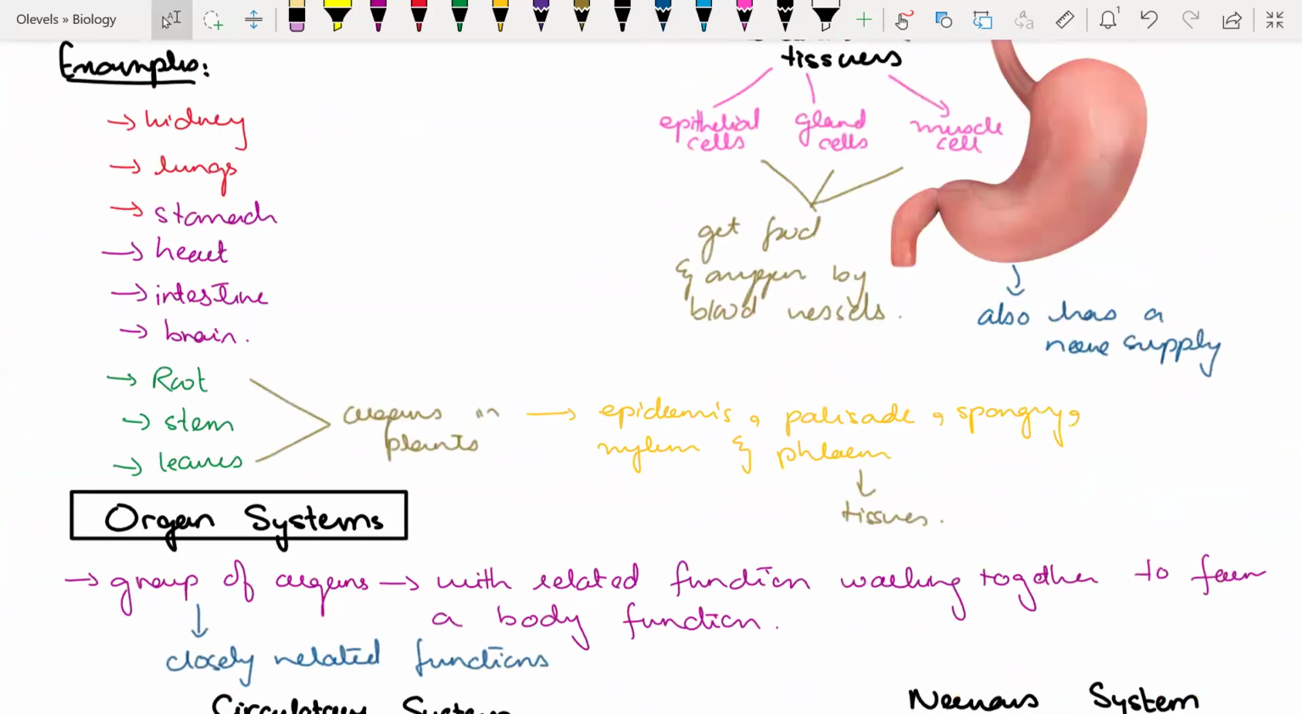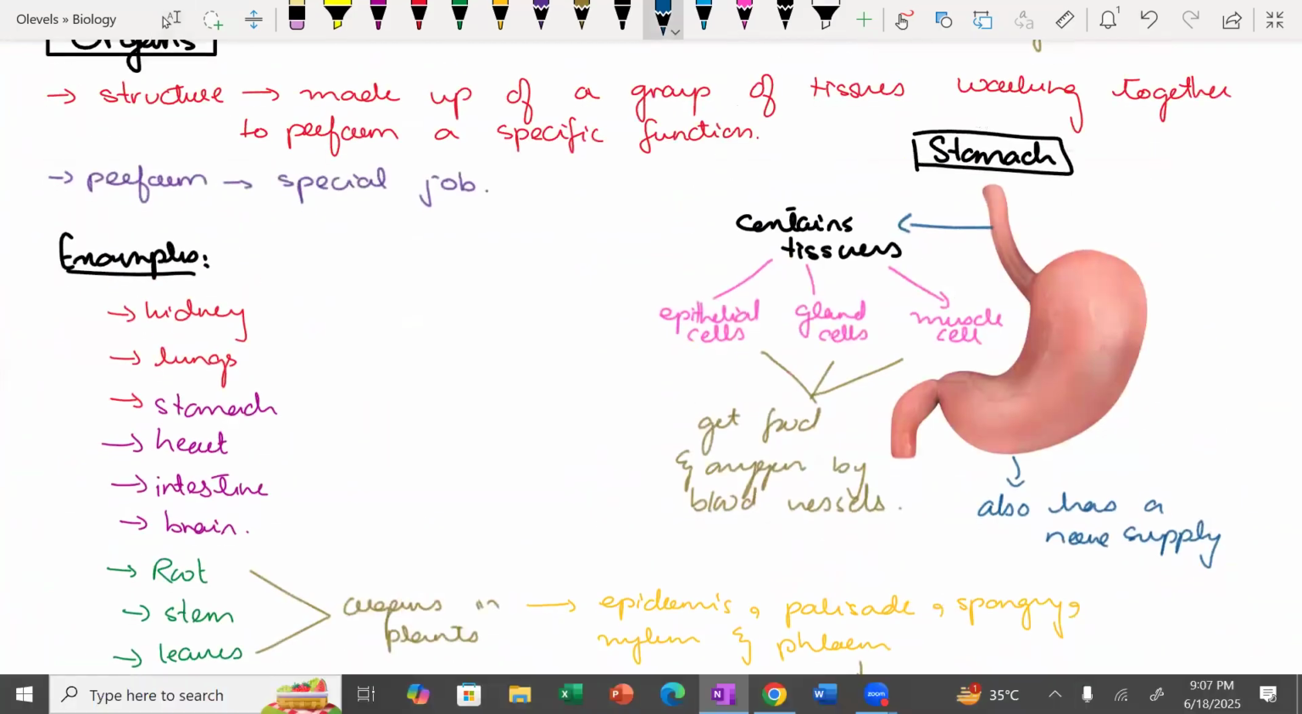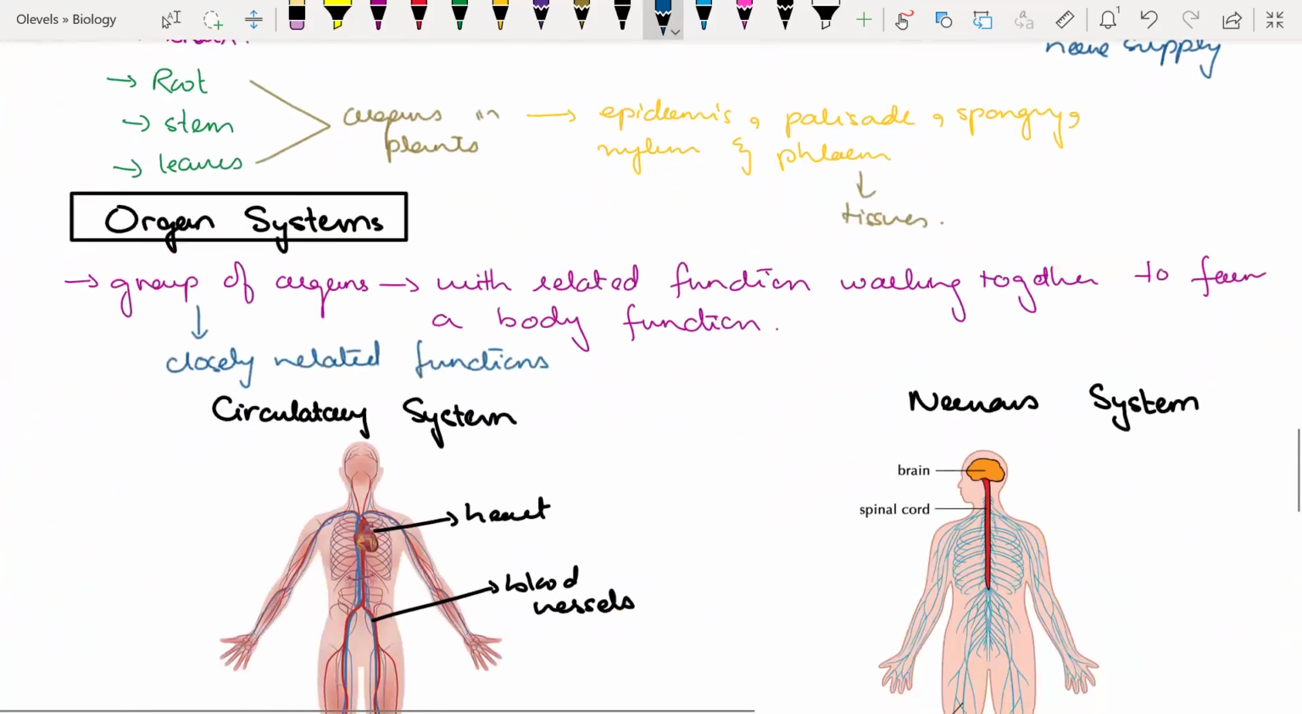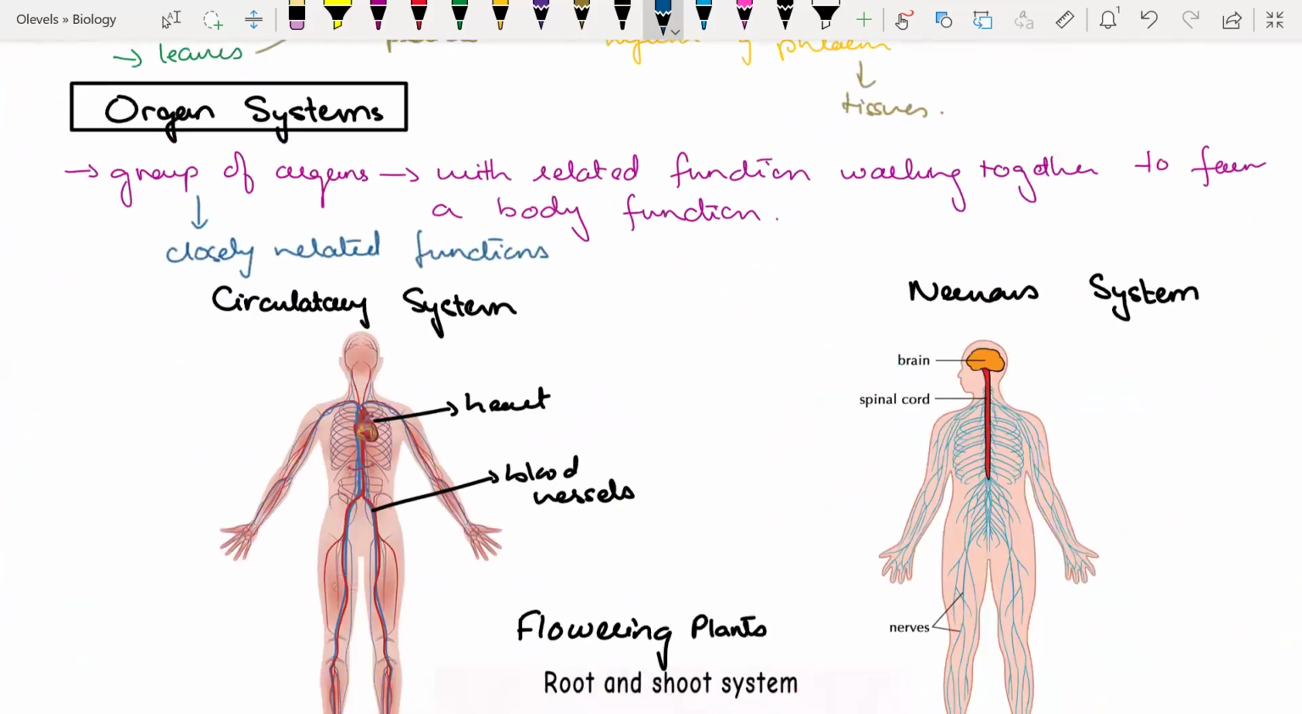Now that was all about organs. The purpose of this stomach example was that you can see that several kinds of cells or tissues contribute to making the stomach a useful and functional organ, right? Then we have to move towards the organ system. Now, what is an organ system?